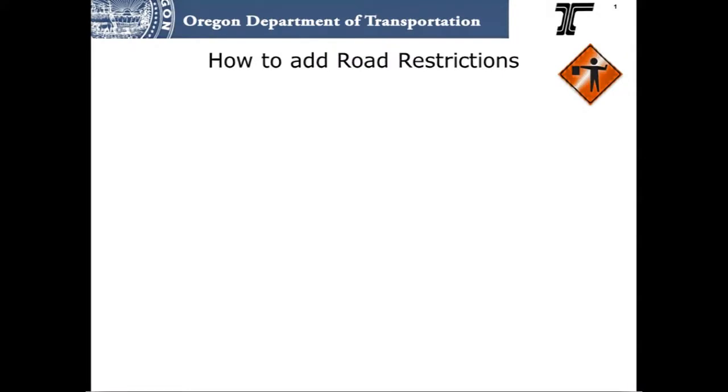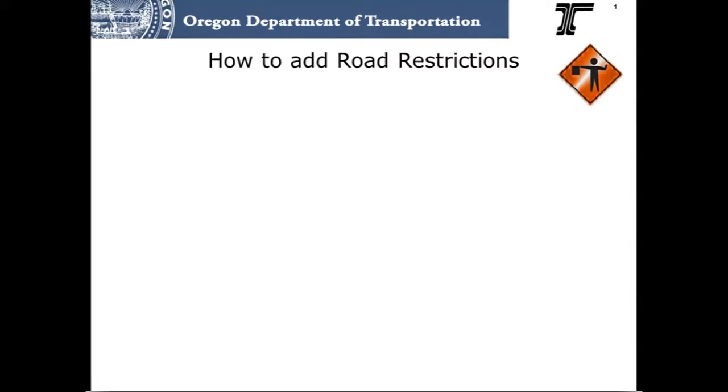The Self-Issue Permits program allows certified carriers to issue their own single-trip over-dimension permits without prior analysis by ODOT staff. This video covers how to add road restrictions to a self-issued permit. A separate video is available that covers the need for road restrictions on permits. The restriction examples shown were active at the time this video was made.